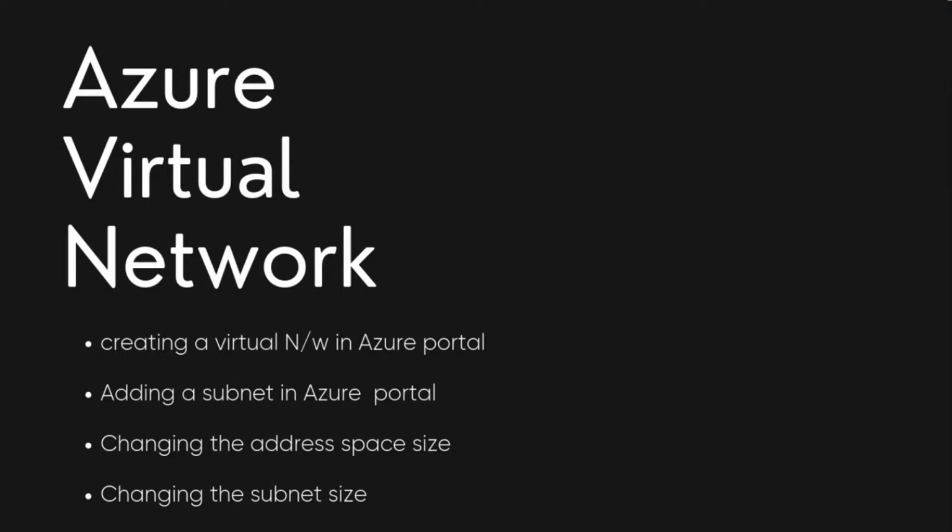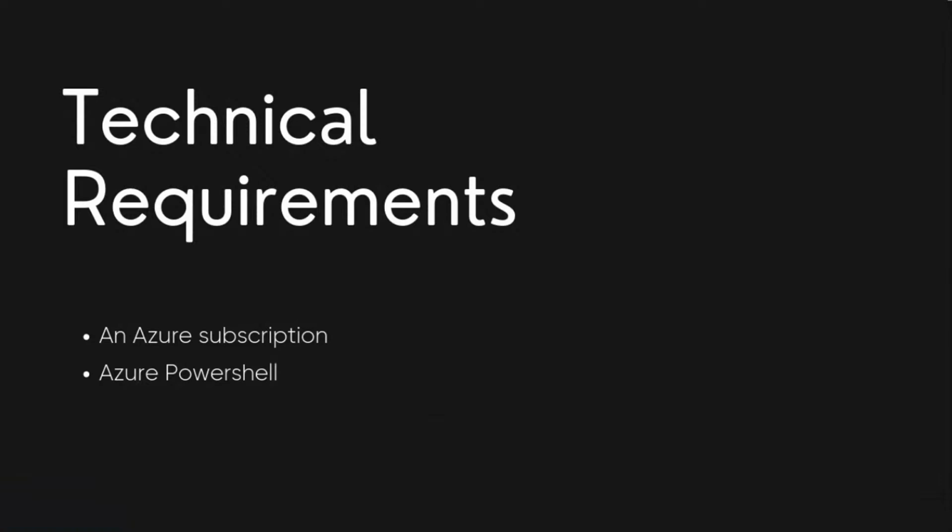If we come to the next slide, our first section starts with Azure Virtual Network. Here we're going to learn creating a virtual network in the Azure portal, adding a subnet, and changing the address space size and the subnet size. Coming to the technical requirements, just an Azure subscription and Azure PowerShell are required. If you know how to work with them, then it's awesome. But this is a beginner session, so we're just going to do the UI part. We are not using any CLI, and we are not using any PowerShell in this session.